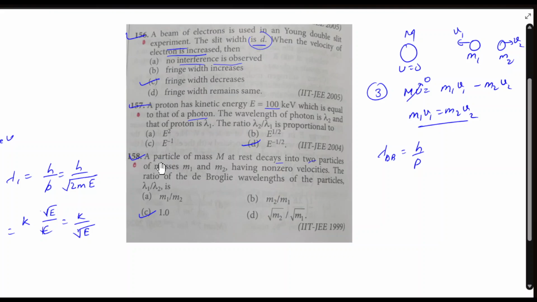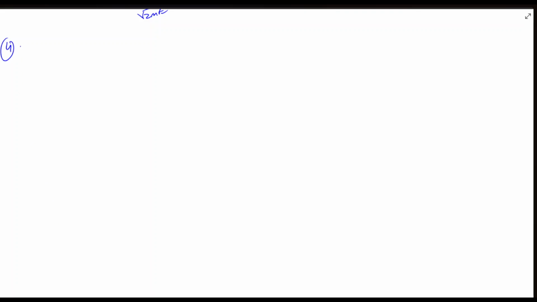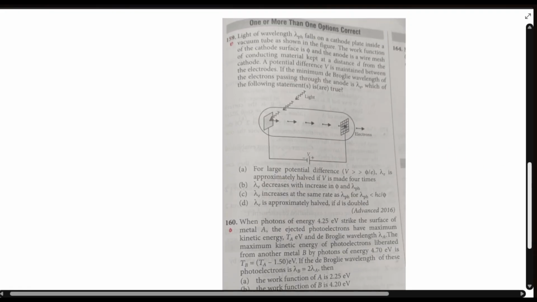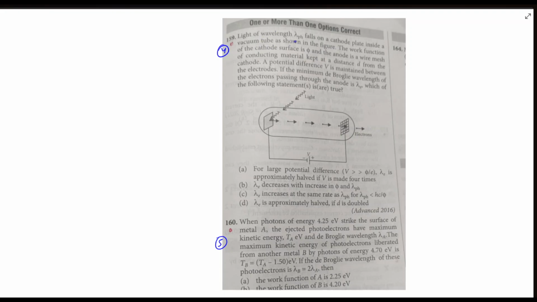Let's move on to our fourth question. This is the fourth and this is the fifth. In this question, a photon falls on the cathode plate in a vacuum tube. The work function is phi.